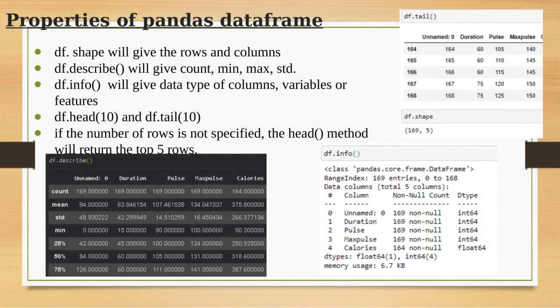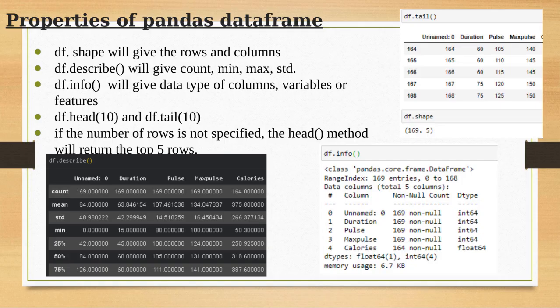Hello everyone! In this slide, we'll learn about some of the most useful properties and functions available in a pandas data frame. These functions help us quickly understand the structure, size, and contents of our dataset before performing any analysis. Let's start with the shape property. The shape property returns a tuple containing the number of rows and columns in the data frame. For example, if the output is 169, 5, it means the dataset has 169 rows and 5 columns.